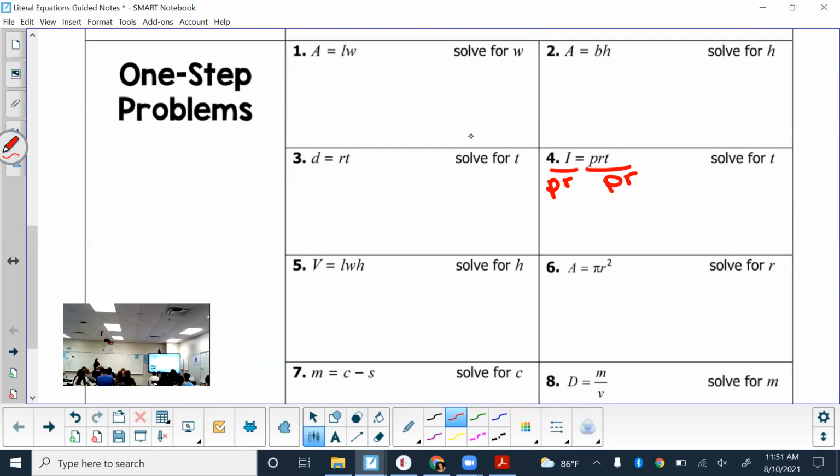On the left side, is there anything I can simplify? I don't think so, right? Because we don't know what any of those equal numerically, so we're just going to rewrite it. On the right side, I can simplify something. What cancels out? The p's and the r's, right? That's the whole reason we did that.